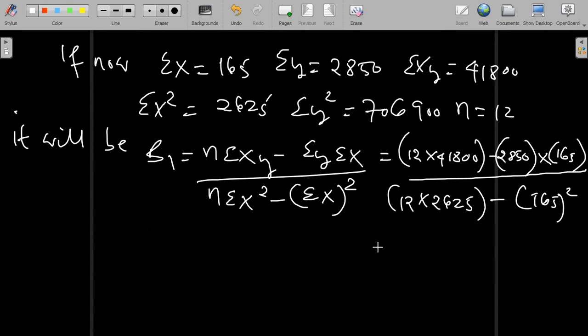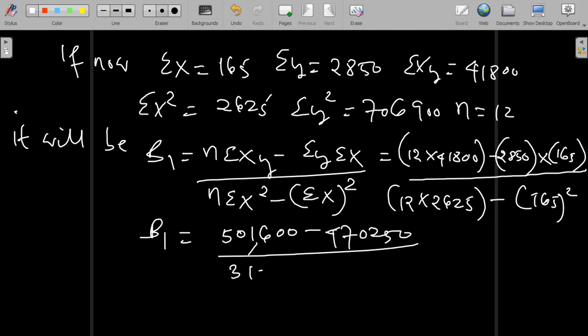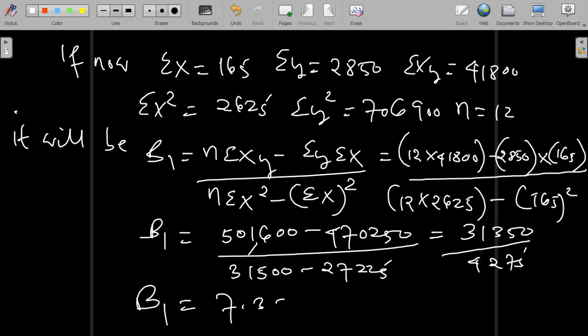So this will give beta 1 equal to, in the numerator, 501600 minus 470,250, divided by 31,500 minus 27,225. You will obtain 31,350 divided by 4,275. So we obtain beta 1 equal to 7.33 as you observe. So that will be our beta 1. We sometimes call it the slope coefficient. Actually, that is how we do it for beta 1, and it is an easy manner as you observe. So this is a positive answer.